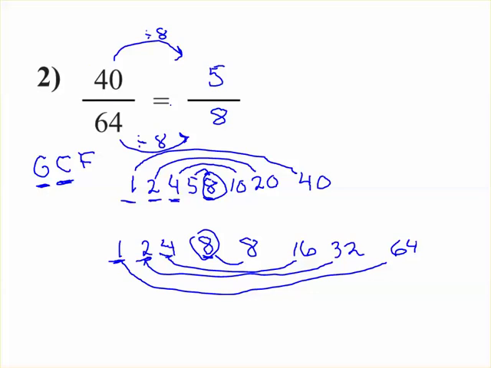40/64ths is equivalent to 5/8. They're the same thing, right? But 5/8 is a lot easier to imagine because it's small. There's fewer pieces, but each piece is bigger. Here there were a lot of pieces, but each piece was smaller. So 40/64ths is the same thing as 5/8, but we like to talk about it in simplest terms or reduced terms or lowest terms right there.